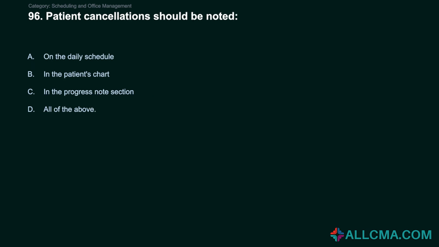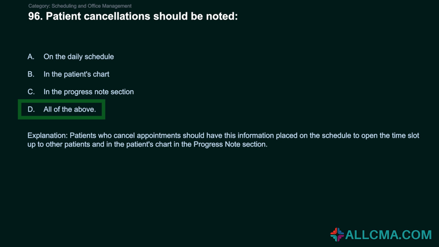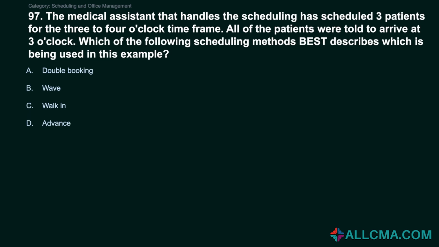96. Patient cancellations should be noted. A. On the daily schedule. B. In the patient's chart. C. In the progress notes section. D. All of the above. Correct answer: D. All of the above. Patients who cancel appointments should have this information placed on the schedule to open the time slot up to other patients, and in the patient's chart in the progress notes section.